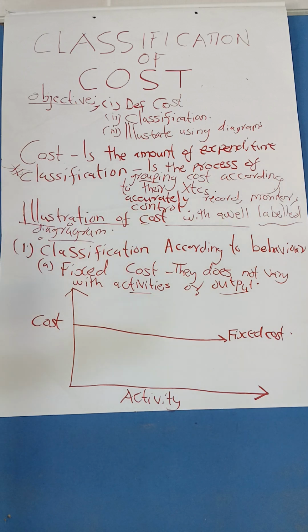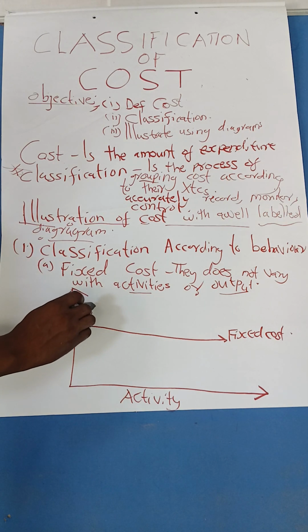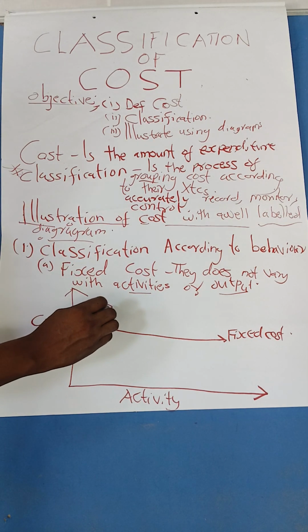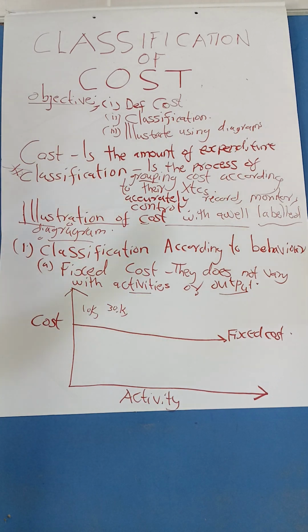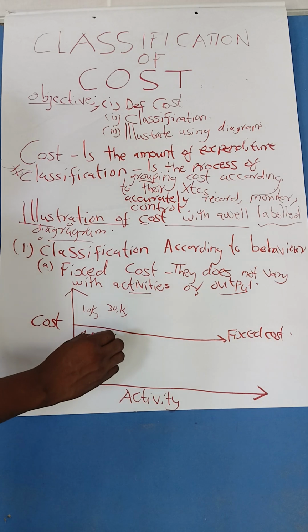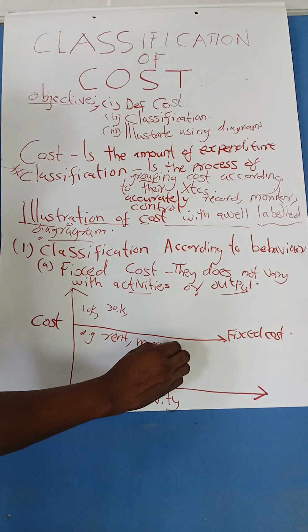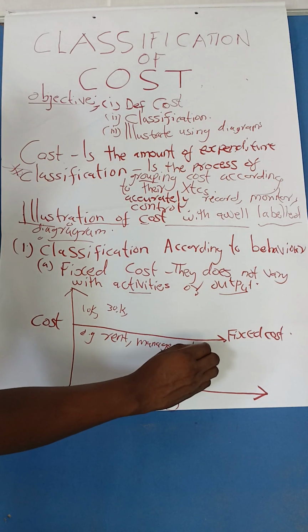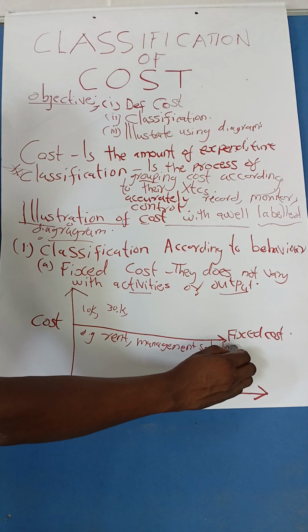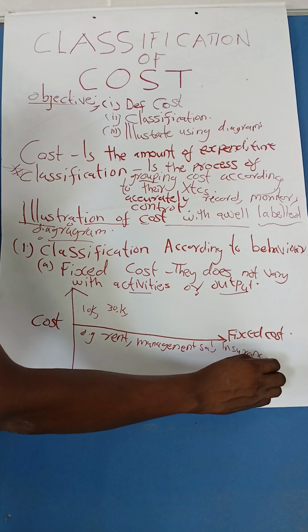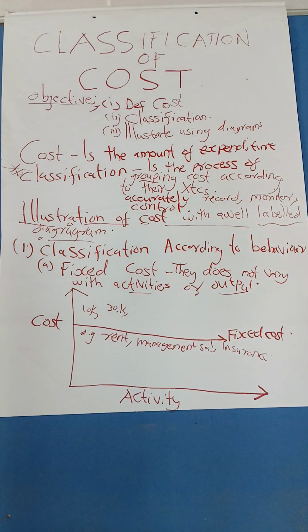There's no way it's going to change. If it is 10K, it remains 10K. If it is 30K, in the management, I'll pay 30K. That is it. So here you can say examples: we have rent, we have management salary, we have even insurance. So they will never change. They are fixed. So that is what we call fixed cost. Good. Let us now see the opposite of fixed cost.